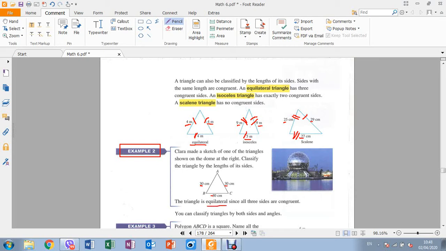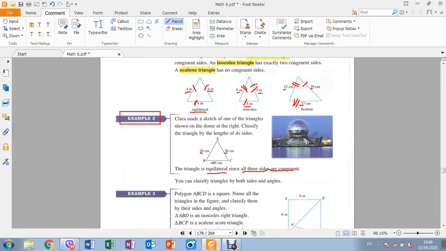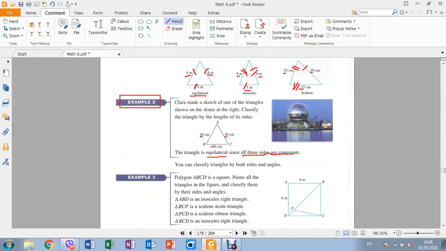Why? Since all three sides are congruent. Okay, and you can classify it by both sides and angles. This is another analogy. I explained it.